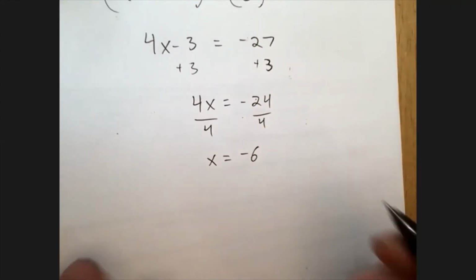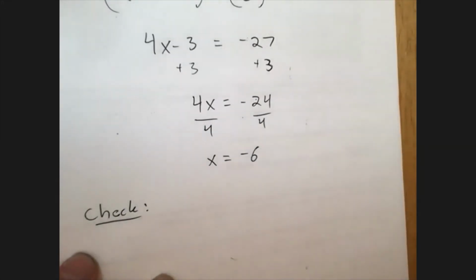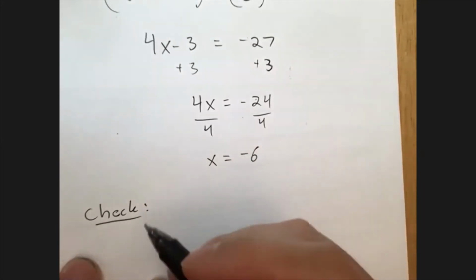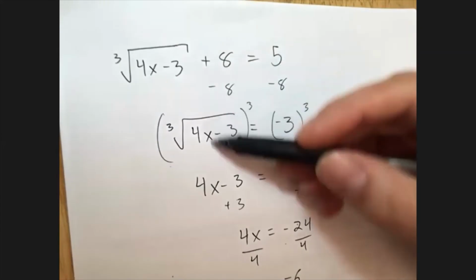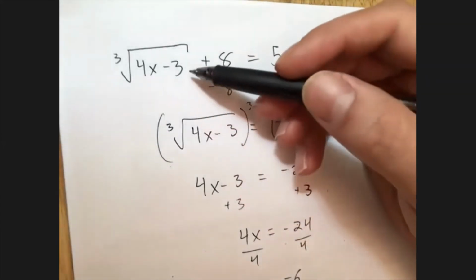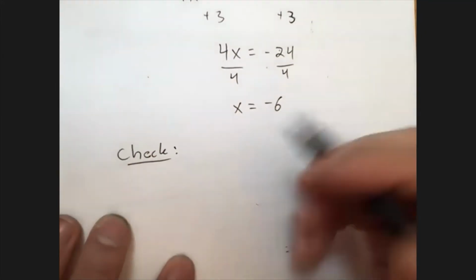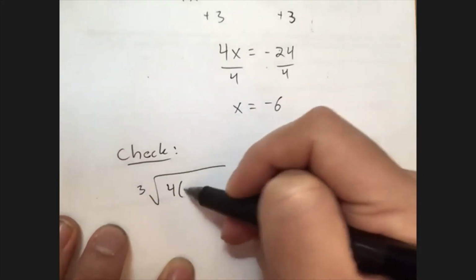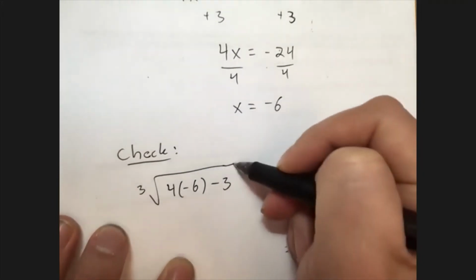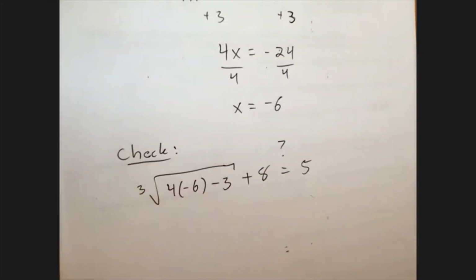And as before, we should check. Just because you get an answer doesn't mean that it's an answer to the original problem. So what I'm going to do is go back to that original problem, what we started with at the very start. Don't go with any other step in the process. Go back to the very, very original problem. Plug that x equals -6 in. All right, so I'm going to have this. I want to verify that this is true. So the left-hand side should end up equaling the right-hand side.